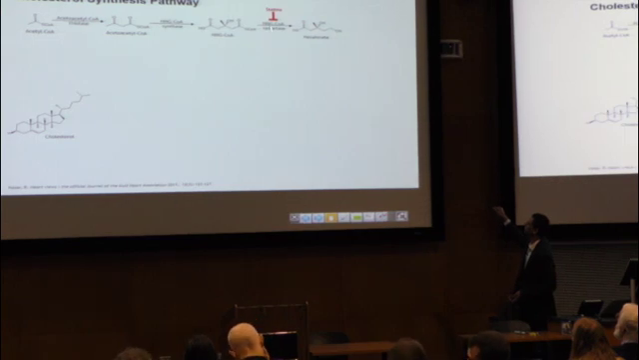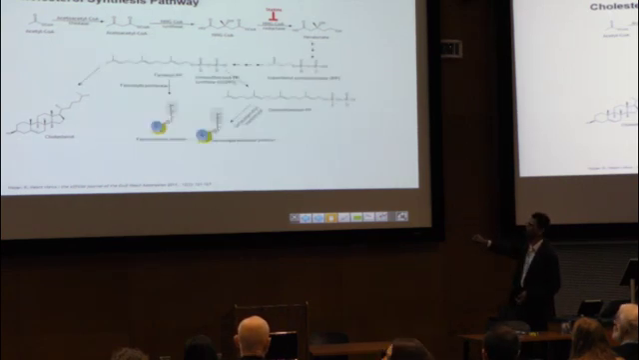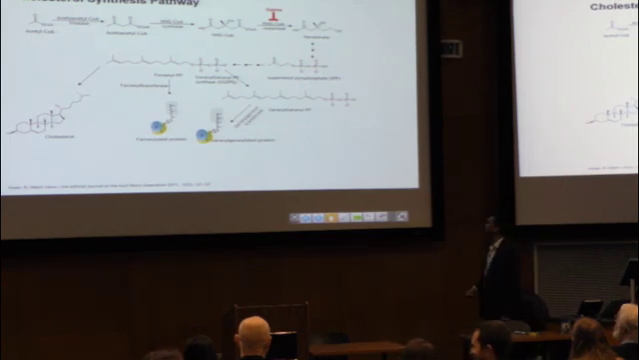It inhibits the HMG-CoA reductase enzyme, so you won't produce this molecule called mevalonate, and therefore you won't make any of these, and you won't produce cholesterol. Very simple. So you inhibit one crucial enzyme.